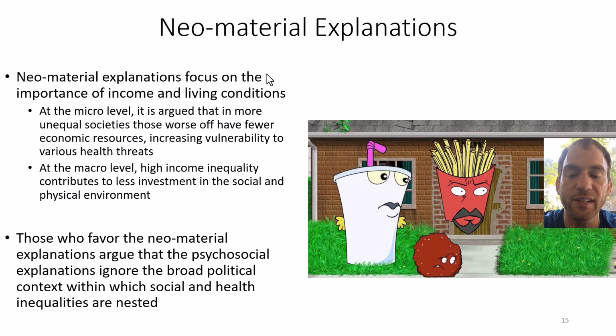Those who favor the neo-material explanations argue that the psychosocial explanations ignore the broad political context within which social and health inequalities are nested. I'm not really sure exactly why they call themselves neo-material. This just sounds like a historical material analysis that's existed for hundreds of years. But it could be due to changes in the economy moving away from industrialization, but that's a side point. What the neo-materialists are arguing basically is that, listen, the psychosocial things exist, right?